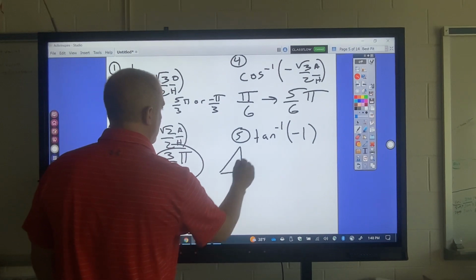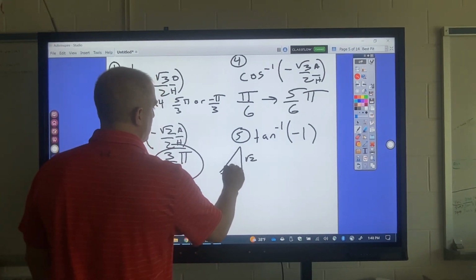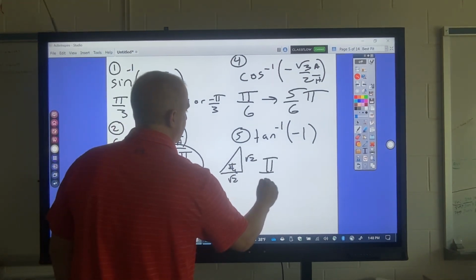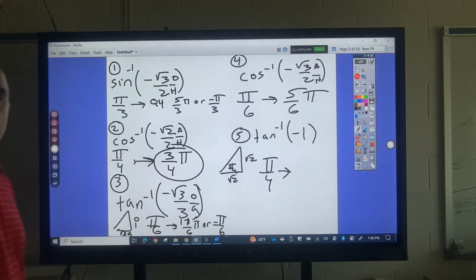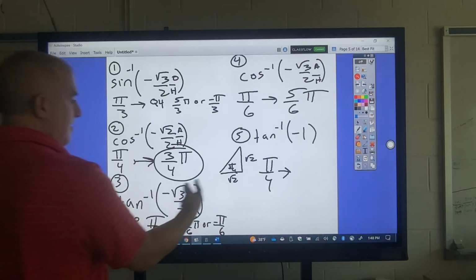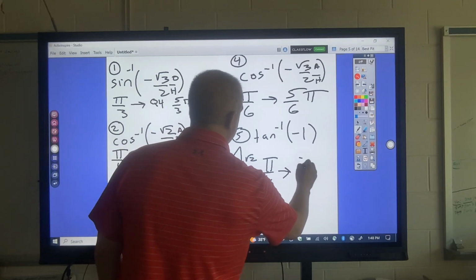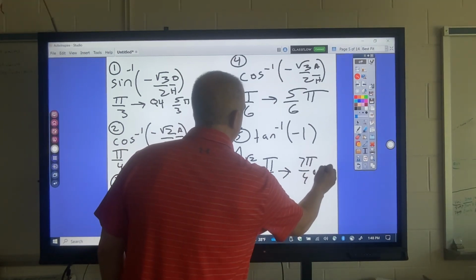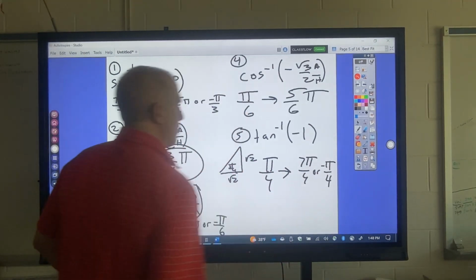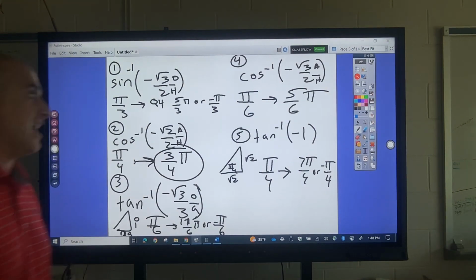Well, tangent being 1 would be square root of 2 over 2, which is pi over 4. Now, once again, tangent would be negative in quadrant 4. All right, so what I would do is I can do 7 pi over 4, or if you want to, you can do negative pi over 4, whichever you want to put for an answer.